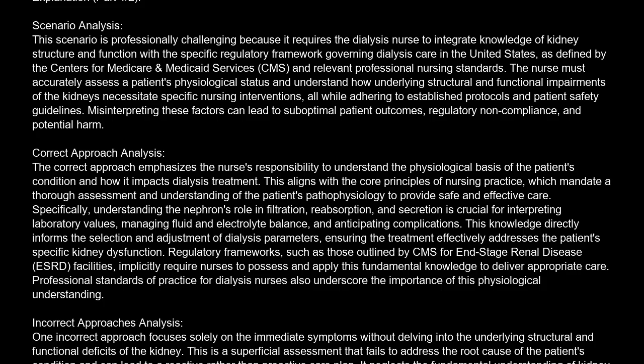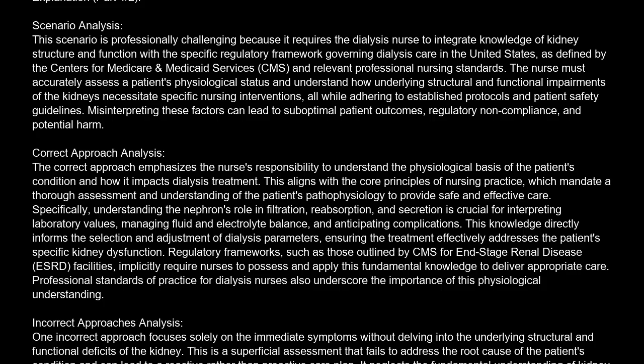Regulatory frameworks, such as those outlined by CMS for end-stage renal disease (ESRD) facilities, implicitly require nurses to possess and apply this fundamental knowledge to deliver appropriate care. Professional standards of practice for dialysis nurses also underscore the importance of this physiological understanding.